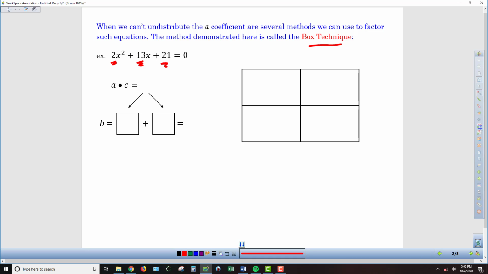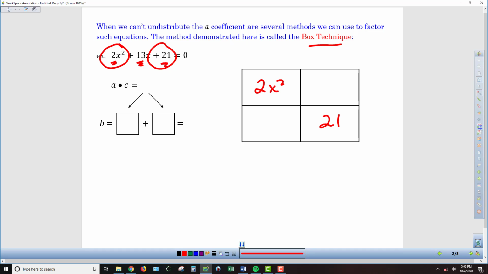So for starters, I'm going to take the first term here and the last term, and I'm going to put them into the upper left and lower right corners of my box. So I'm going to have 2x squared here, and then I'm going to put the 21 in this lower box. If that 21 had been negative, I'd make it a negative 21 down there. So whatever the positive or negative sign is carries with it. So now I have to figure out what's going to go into those other two boxes, and then I'm going to use that to help factor.